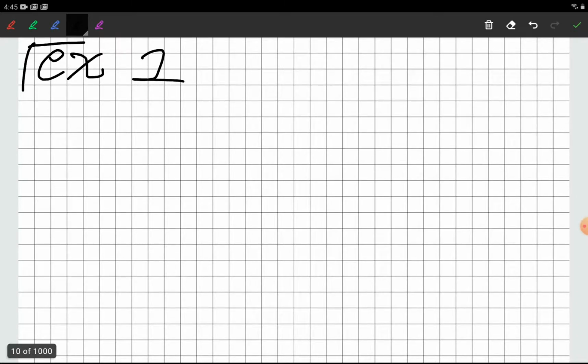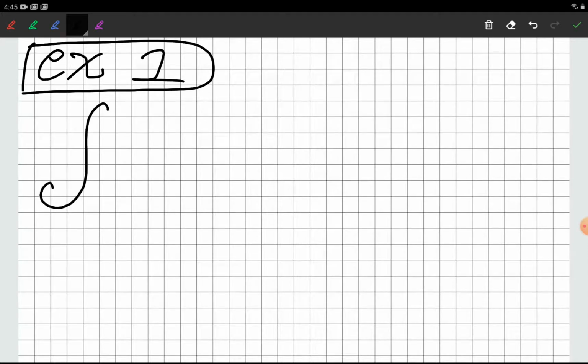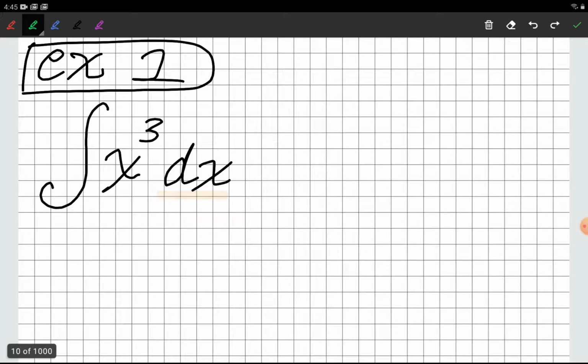Example 1. Find the antiderivative of x to the 3 with respect to x. All right, so once again, this is not telling you to do anything. It's just talking about which is the relevant variable. The symbol is telling you to find the antiderivative.